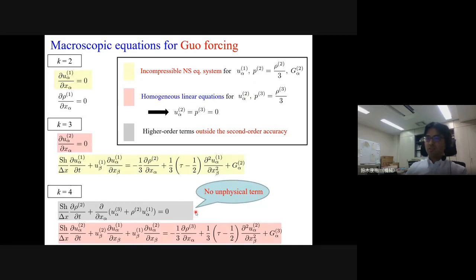On the other hand, the macroscopic equations for Guo forcing are the same as the He forcing, except this equation.